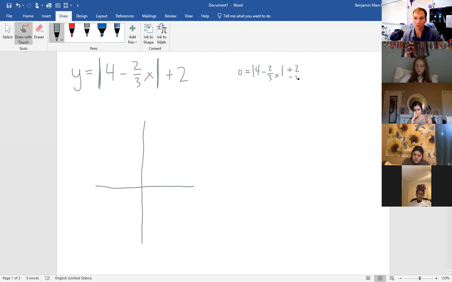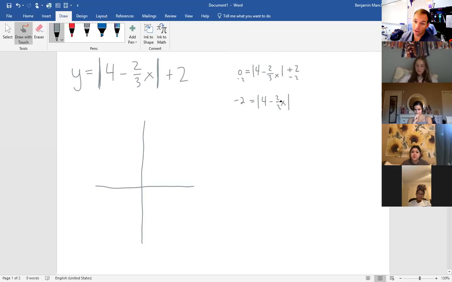Okay, so the first thing we do is subtract 2 from both sides, and we get -2 equals the absolute value of 4 minus 2/3 x. Okay, which is an issue. An absolute value can never be equal to a negative. This will never be equal to -2, because absolute value makes things positive.